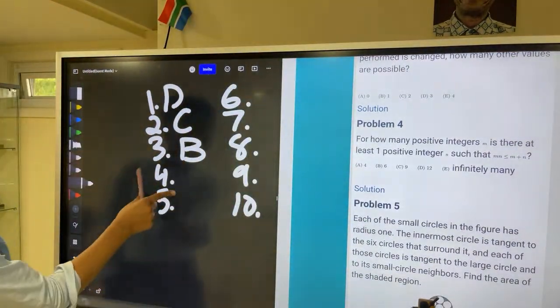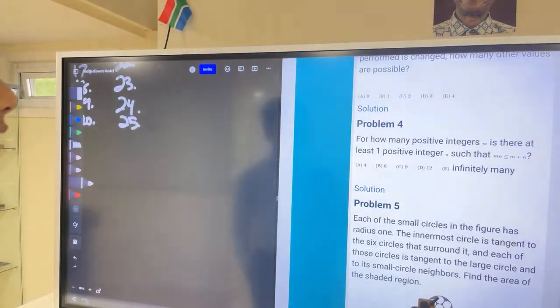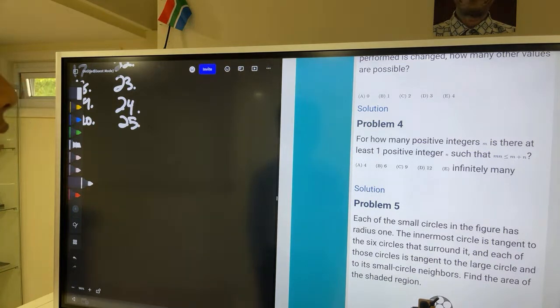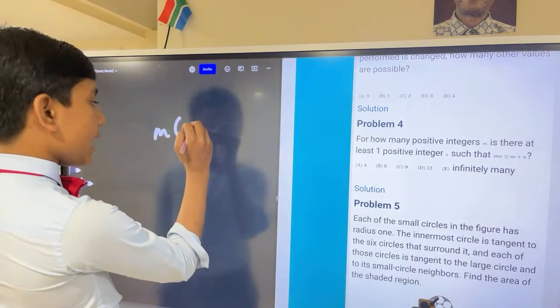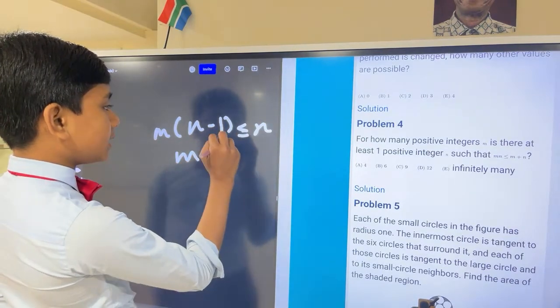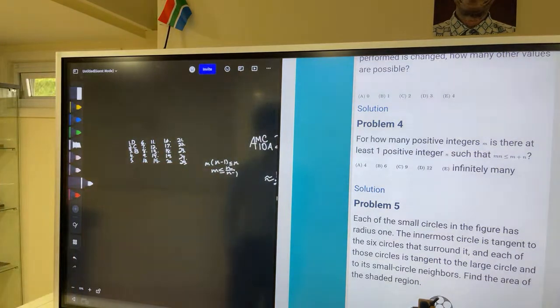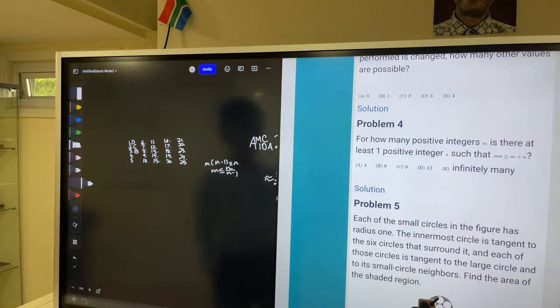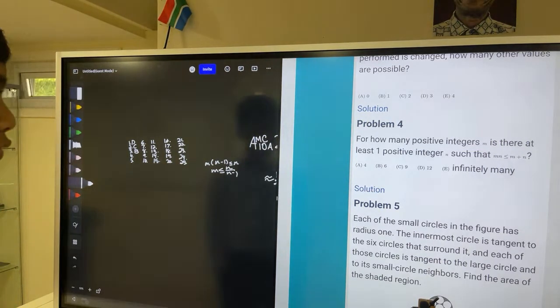4. For how many positive integers m is there at least one positive integer n such that mn is less than or equal to m plus n? Is there at least one? So for example, what could we use? Well, okay. So that means m times n minus 1 is less than or equal to n. So m is less than or equal to n over n minus 1. So that gets pretty small after a while, I'm not gonna lie.